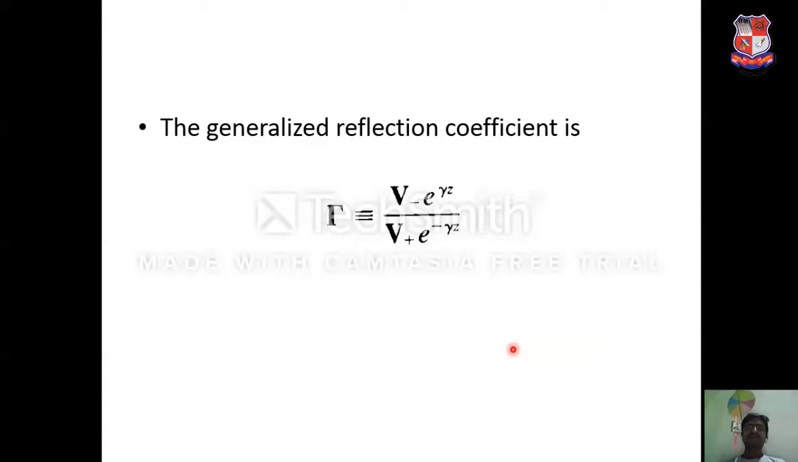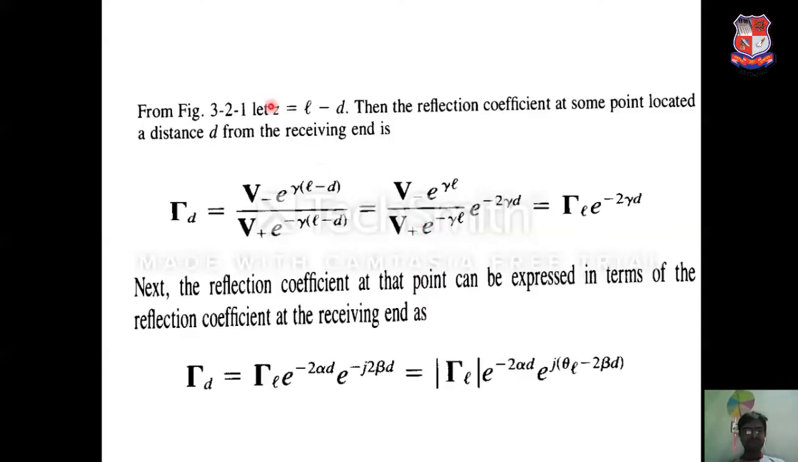So finally we can say that the reflection coefficient gamma is V minus into e raised to gamma Z upon V plus into e raised to minus gamma Z. It is very obvious that this gamma with a positive sign indicates propagation from load to source, and here it shows propagation from source to load. In fact, this is the reflected wave, and in the denominator it is the incident wave.